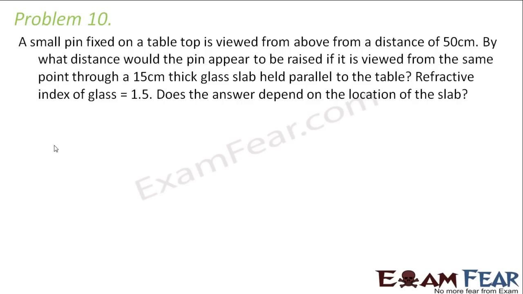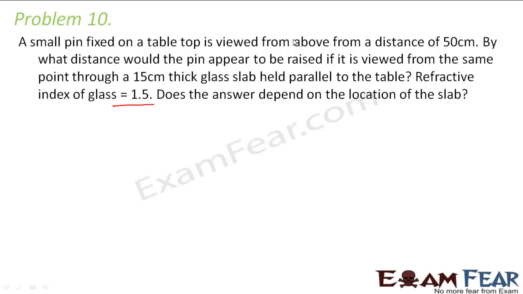Right? So let us look at the next problem. It says that a small pin fixed on a tabletop is viewed from above from a distance of 50 centimeters. By what distance would the pin appear to be raised if it is viewed from the same point through a 15 centimeter thick glass slab held parallel to the table? Refractive index of glass is equal to 1.5. Does the answer depend on the location of the slab?